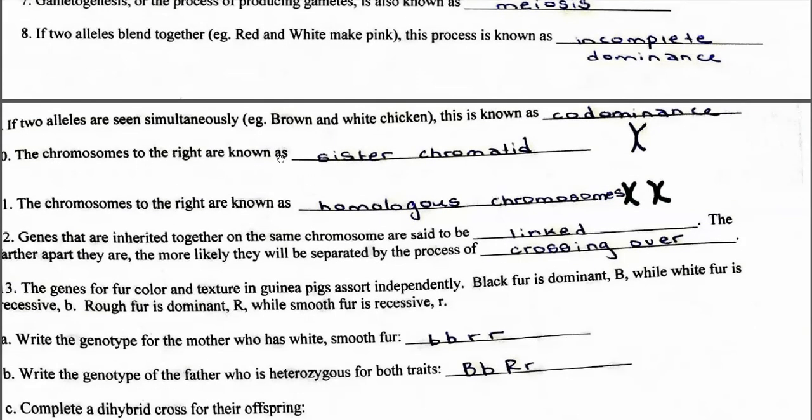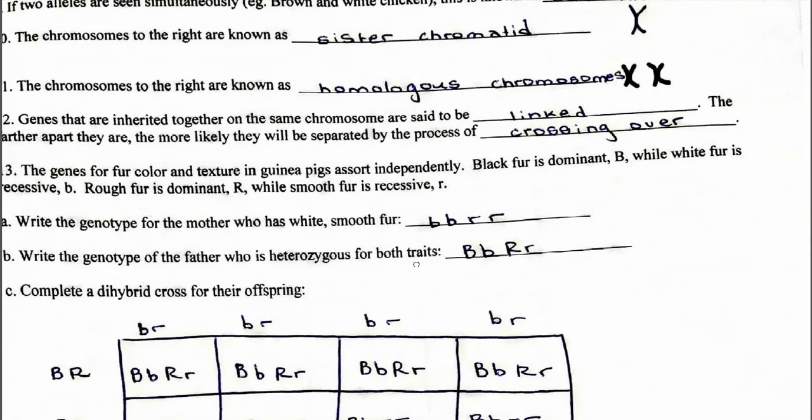The chromosomes to the right are known as, so this one and this one, a sister chromatid. What's represented here is that this chromosome has been duplicated to make this one. That's the process of DNA replication, which we studied in chapter 12. If I see two together, so that which has been duplicated and that one that's been duplicated, those are homologous chromosomes. Genes that are inherited together on the same chromosome, so they're located on the same chromosome, are said to be linked.